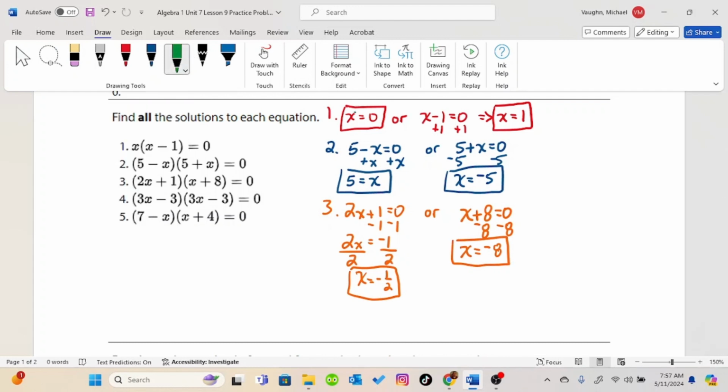Number 4 has the same factor multiplied by itself. So the only factor we really have is that 3x minus 3 equals 0. We add 3 to each side, and we get 3x equals 3. Then we divide both sides by 3, and we find out that x equals 1. So number 4 only has one answer because it only has one unique factor.